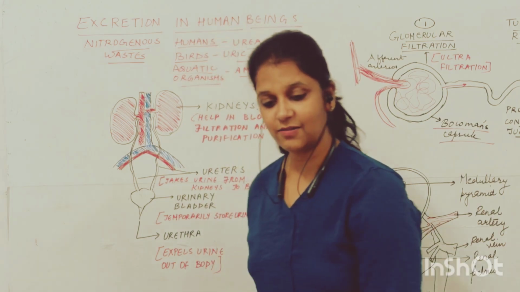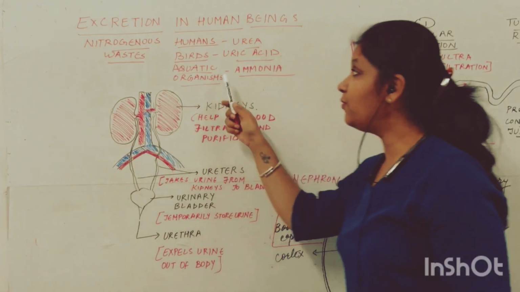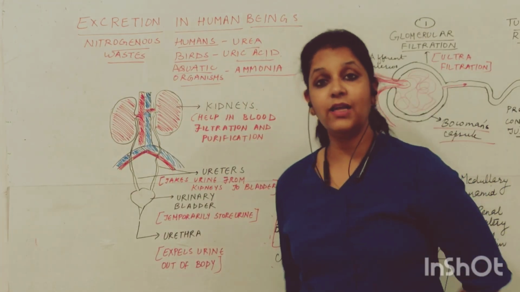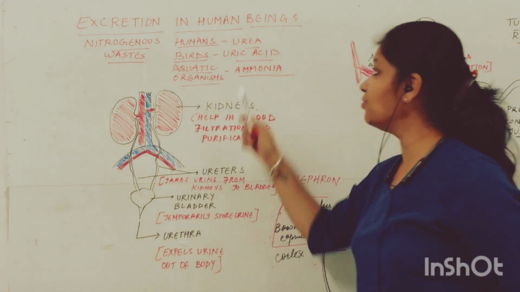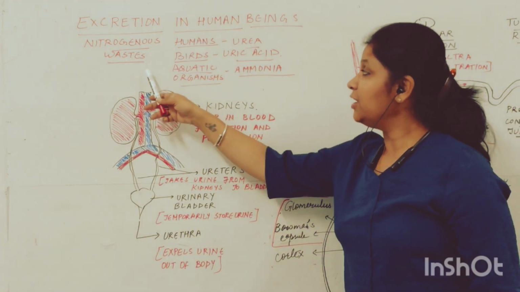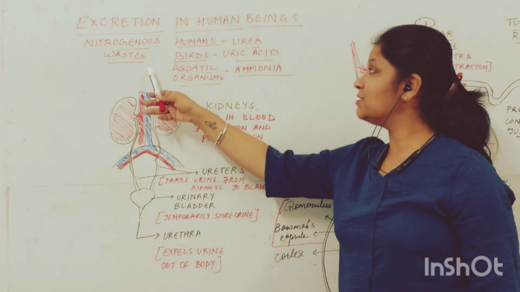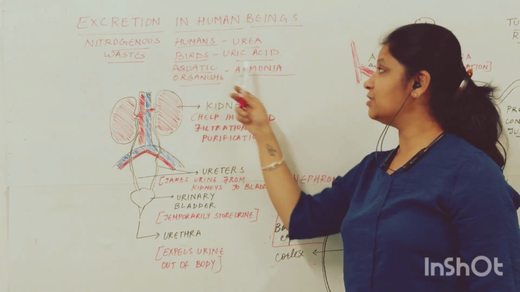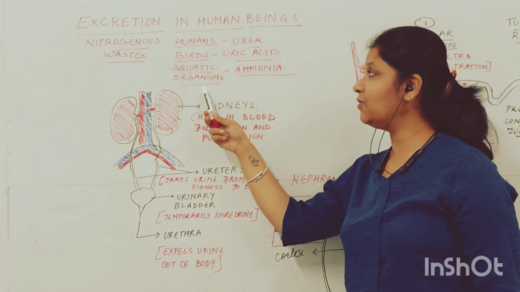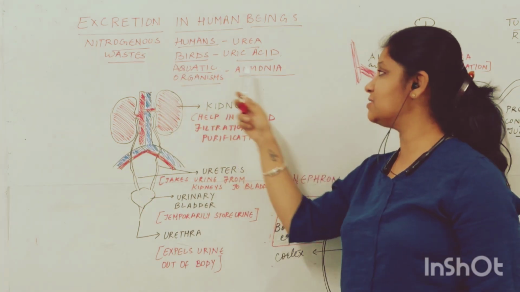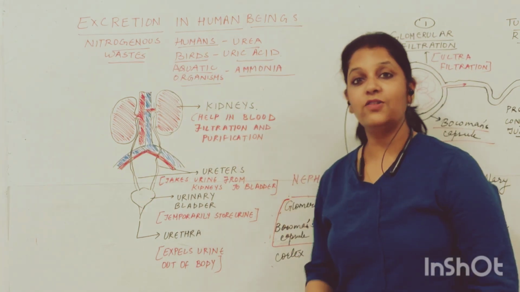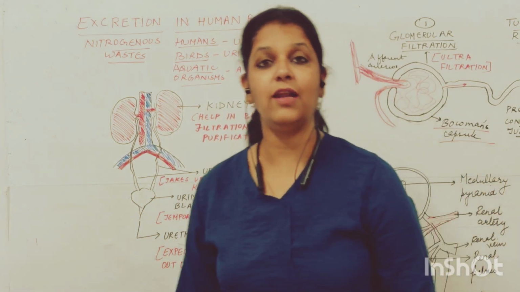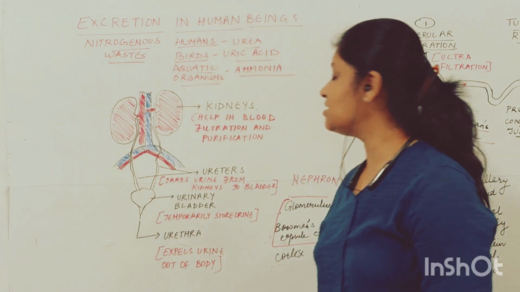So let's begin. The biological process through which our body removes metabolic harmful wastes from the body is known as excretion. The human beings remove nitrogenous wastes in the form of urea. The birds remove nitrogenous wastes in the form of uric acid, whereas aquatic organisms remove nitrogenous wastes in the form of ammonia.